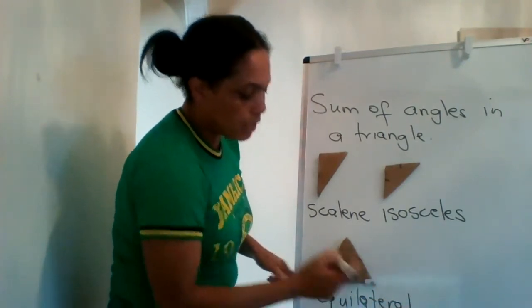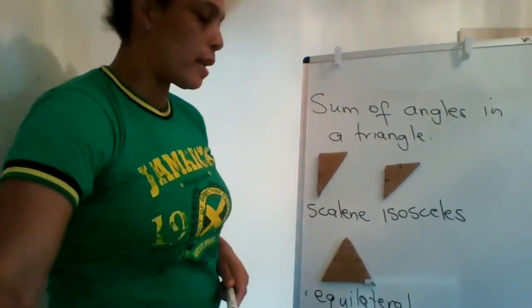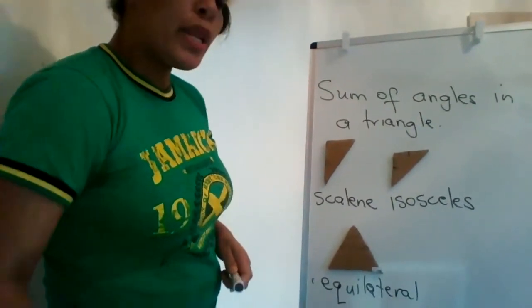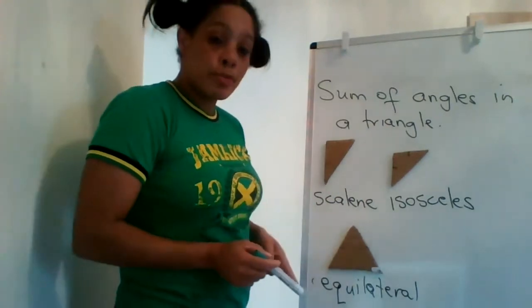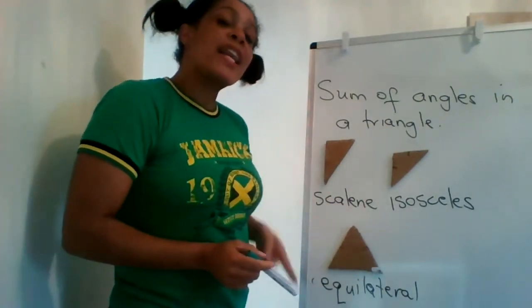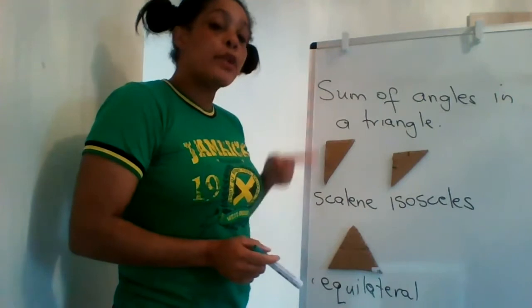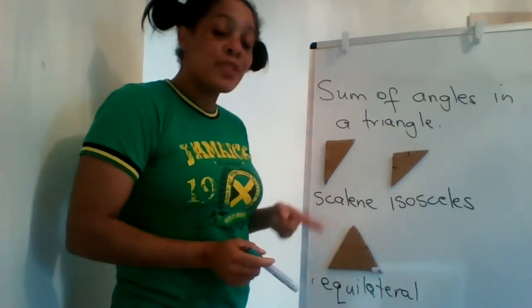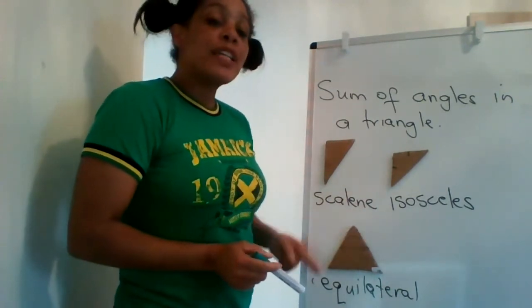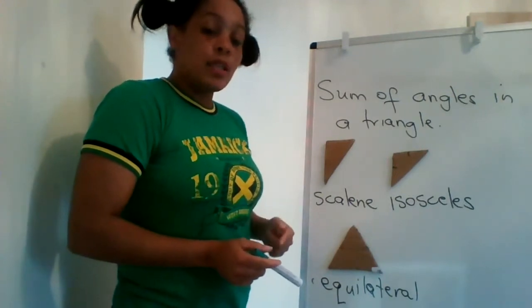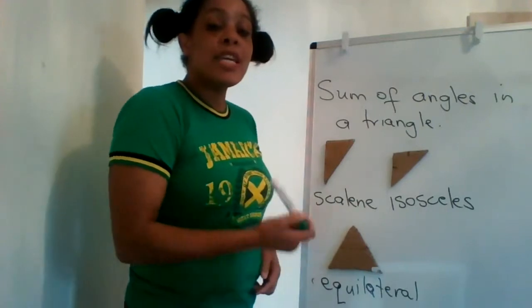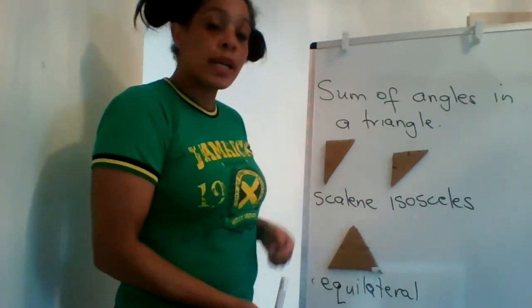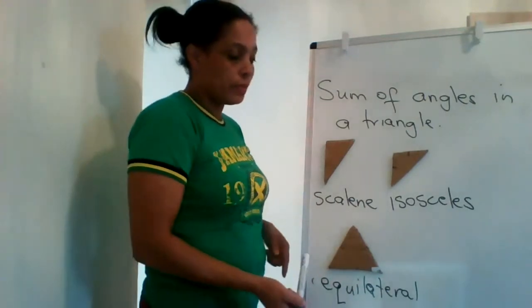Equilateral, an equilateral triangle. In an equilateral triangle, all of the three angles are the same measurement. If angles in a triangle add up to 180 degrees and all of the angles are the same size, 180 divided by 3 is 60. So in an equilateral triangle, all three angles are the same. Each angle in an equilateral triangle is 60 degrees.